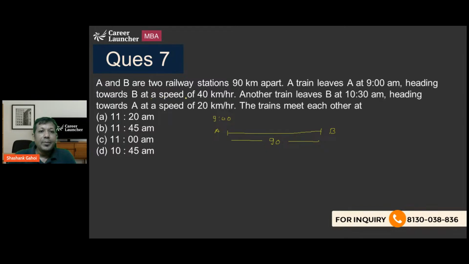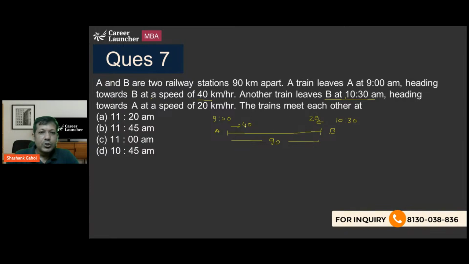The train leaves at a speed of 40. So यहाँ से जा रही है 40 की स्पीड से. Another train leaves B at 10:30. So it leaves at 10:30. It means this train is leaving for 1.5 hours alone. Another one leaves with a speed of 20.